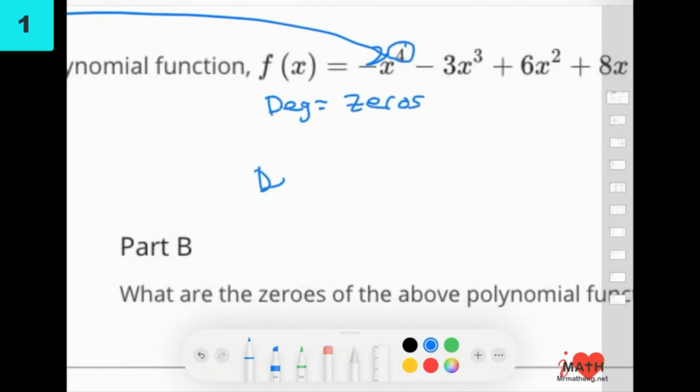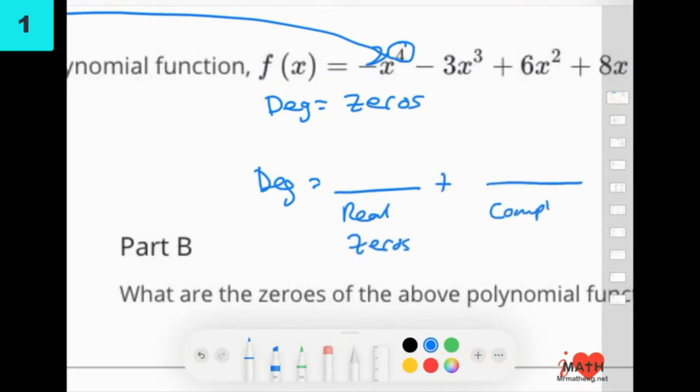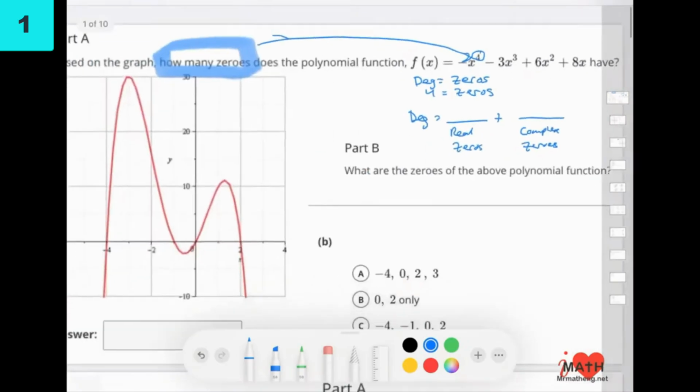In particular, here's an equation you had in your formula sheet: the number of real zeros plus the number of complex zeros equals the degree. So if you have a fourth degree polynomial, that's how many possible zeros that we have. Okay, so the answer is 4.